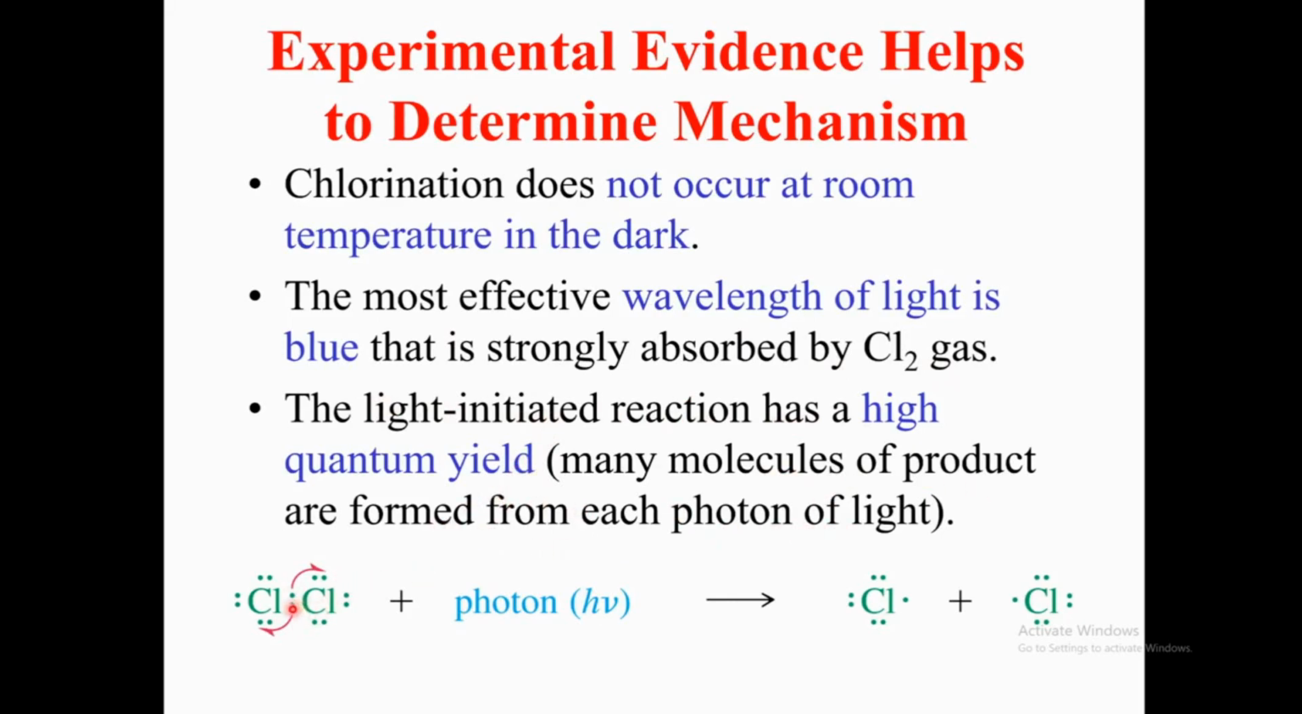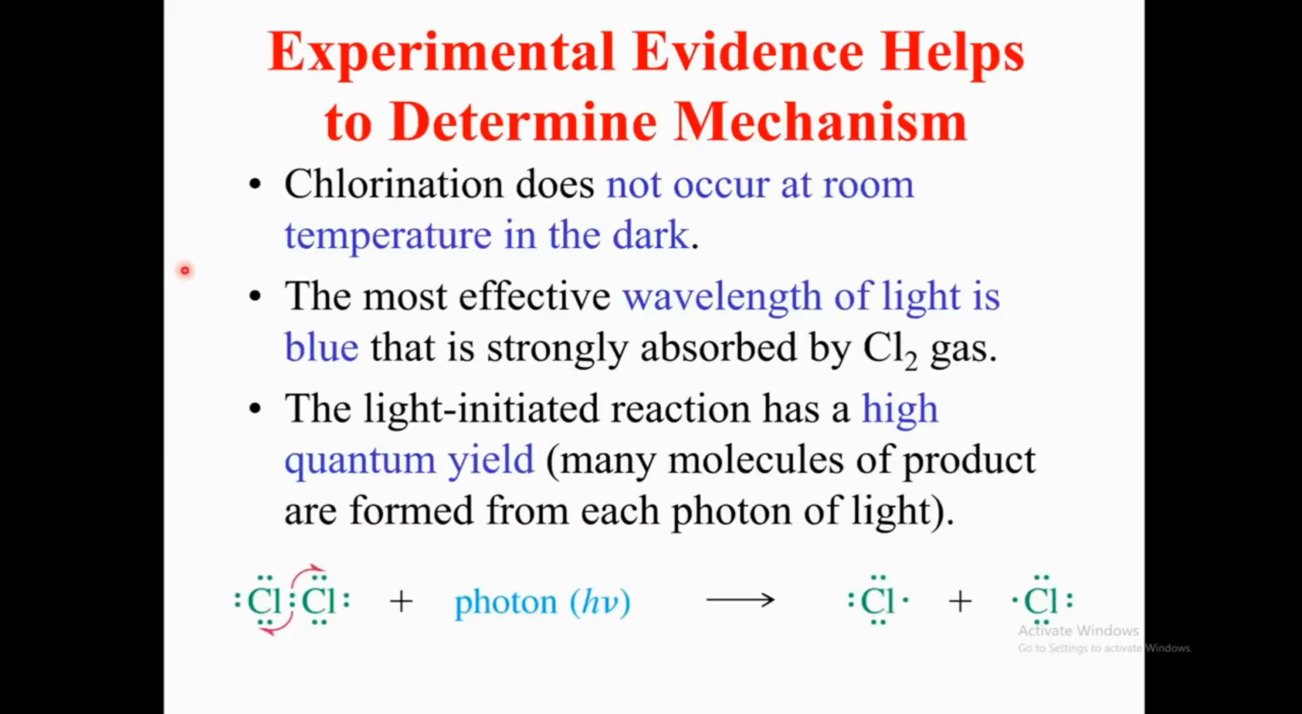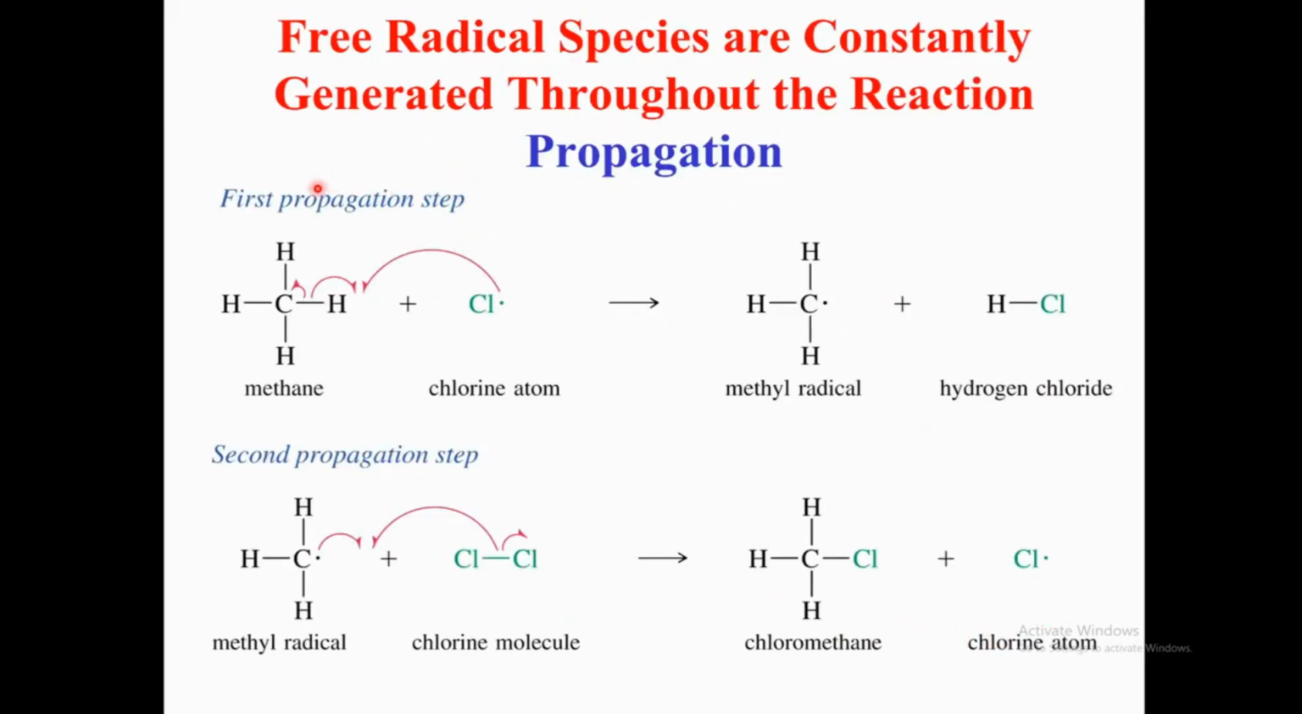So this is Cl2, and the electrons are shared between the two Cl atoms. Due to the light, the cleavage happens, and one electron goes to one chlorine and the other to the other, and we generate chlorine radicals. This was the initiation step, where initiation took place by the formation of radicals. Now this is the propagation step, where the chlorine free radical reacts with methane to give a methyl radical. Then in the second propagation step, the methyl radical reacts with a chlorine molecule to generate chloromethane.